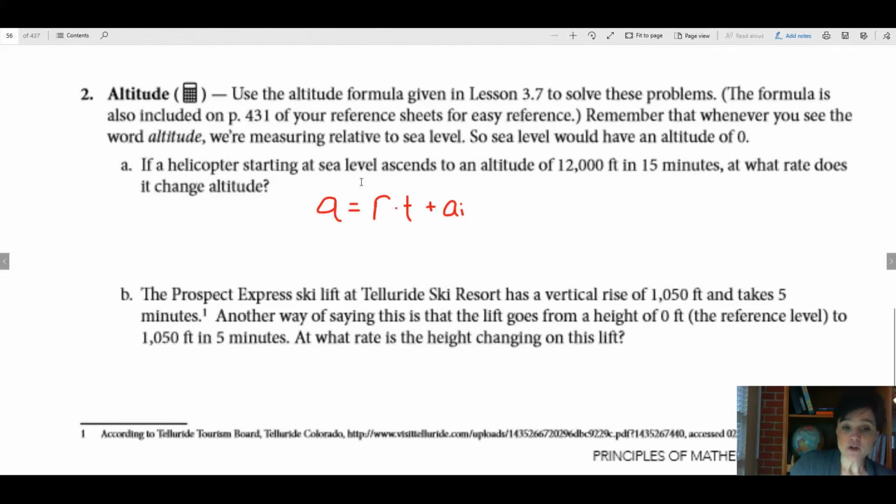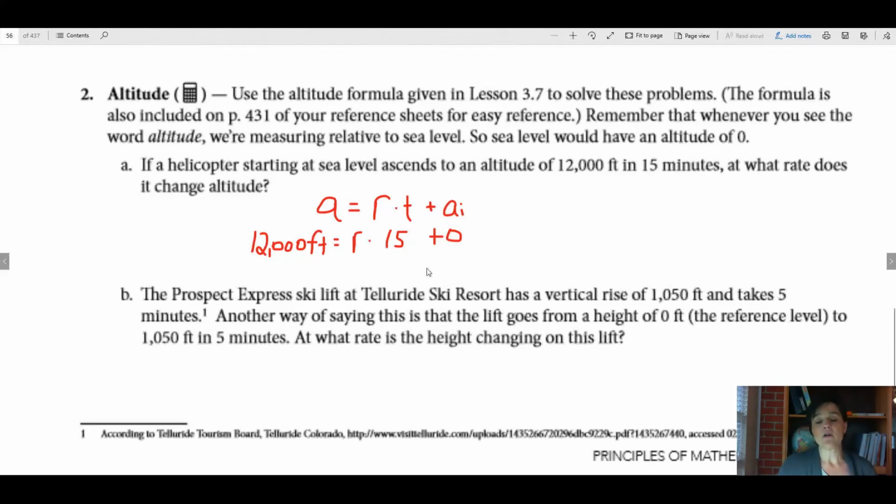So on this one, a helicopter starting at sea level, that's 0. That's the original altitude, so we'll put that there. If it ascends, it's going up, to an altitude of 12,000 feet. That's our altitude. Make sure we put our unit. In 15 minutes, that's our time. It's wanting us to find the rate. At what rate? So we're going to find rate, and our time was 15 minutes.